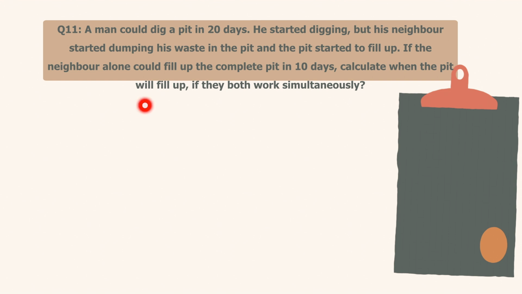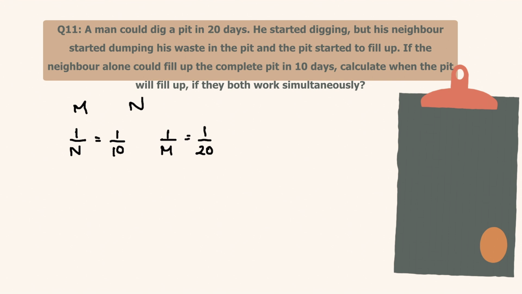So how much time is required to fill up? We assume the neighbor's work. I will assume these two people, name is not given, M1 and M2, man 1, man 2. Or is that confusing? Because one person is a man and another is a neighbor. So we will do man and neighbor, M and N. Okay. So the neighbor could fill up the pit in 10 days. That means the work done by the neighbor in a day is 1 by 10, and the work done by the man in a day will be 1 by 20 because it is given 20 days.